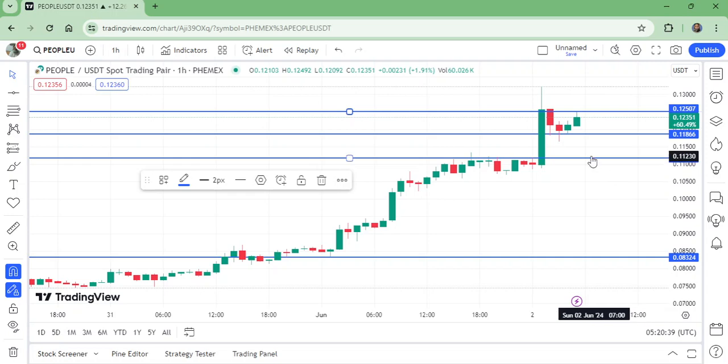but after this move to the downward, what will happen if this hourly level is broken to the downward, then it will go down.